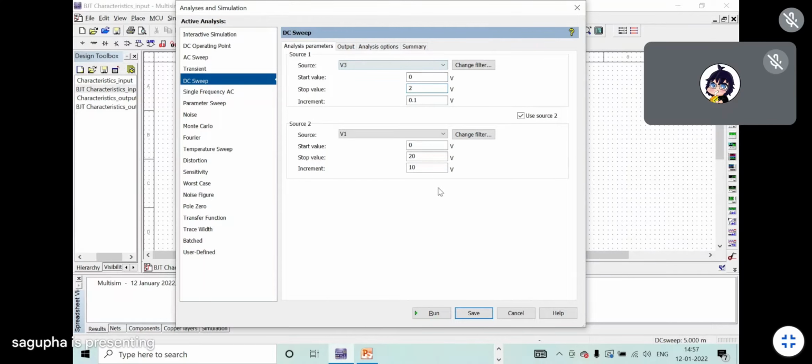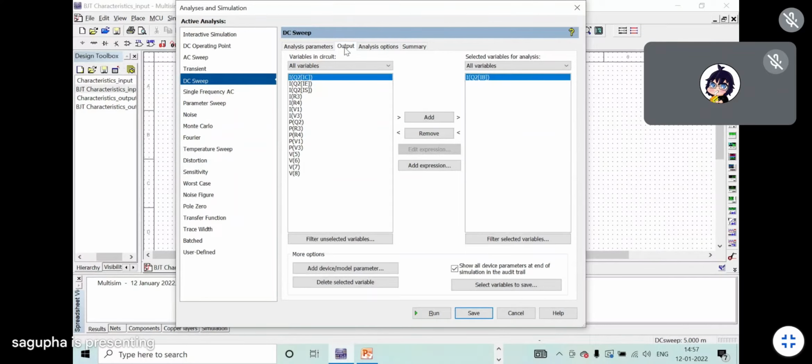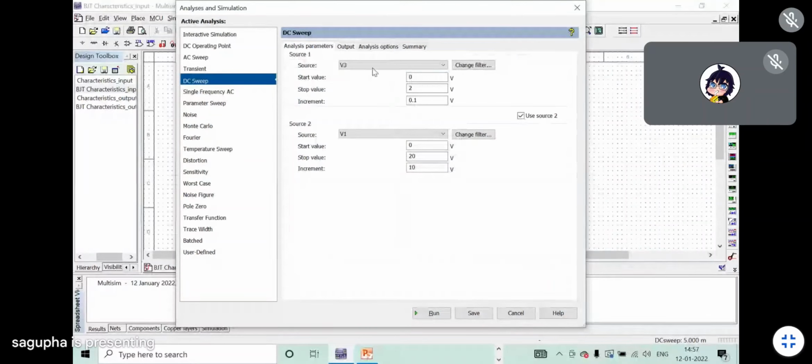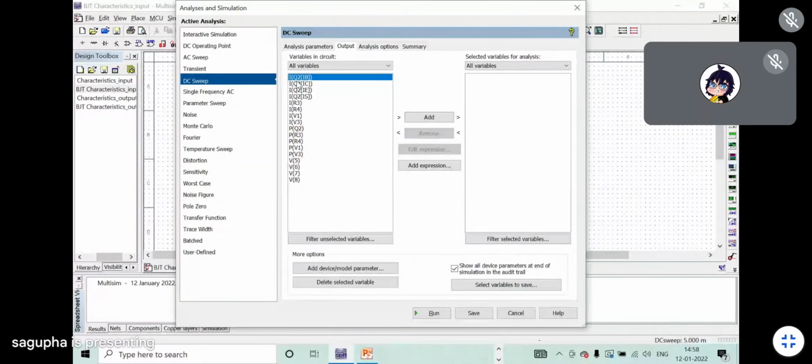Done? All of you have understood this? How to change the iterations? Coming to the output level, I have to check for the IB current, because I have already mentioned VBE here and VCE here. Now I have to check the output current. You can see it is written here, IB. Select this and add it here. After this, you have to run.